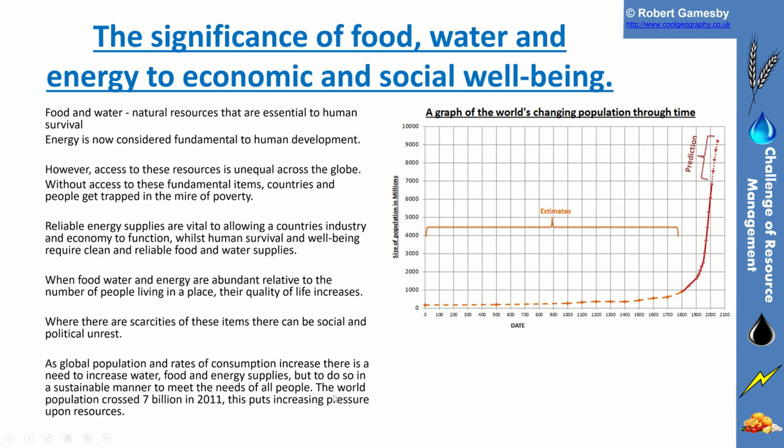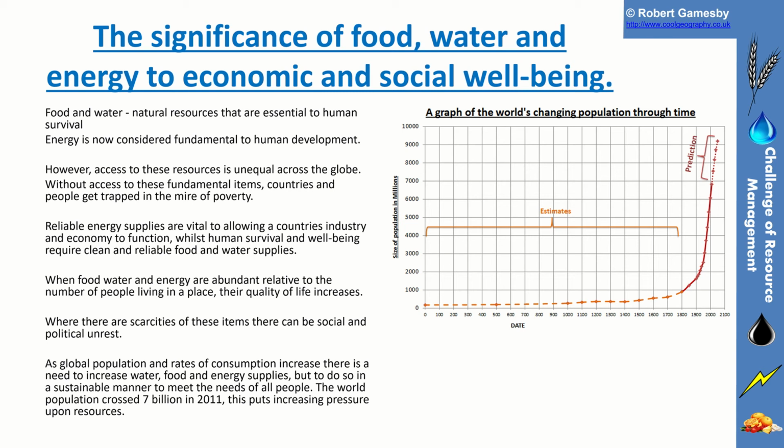So food and water, as we've said, are natural resources that are vital for human survival. Without them we die. Energy is considered fundamental to human development. That's our ability to make a living for ourselves and improve our lot. Don't forget, access to all these resources is unequal across the globe, and we'll take a look at that. Without access to any one of those three things, people can get trapped in poverty.